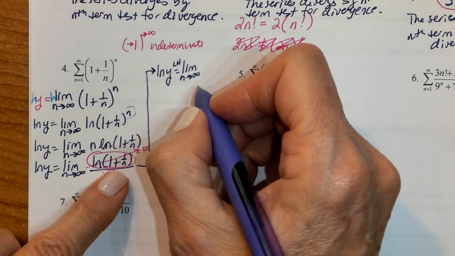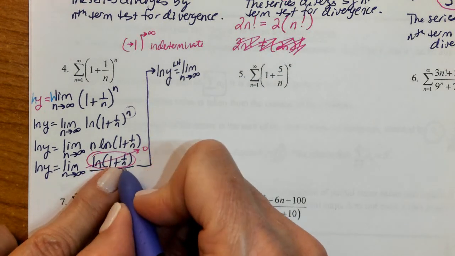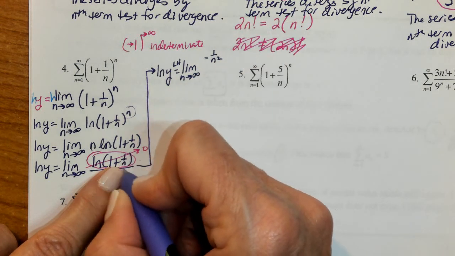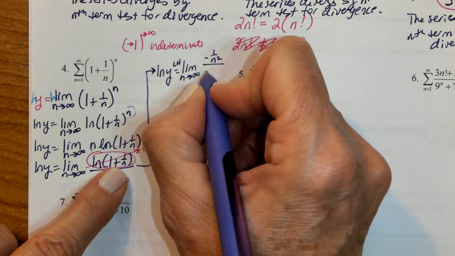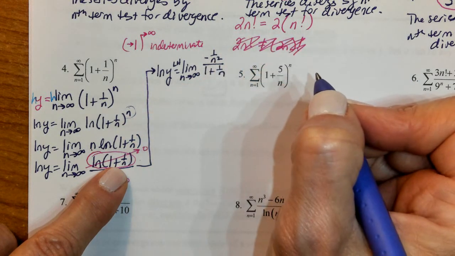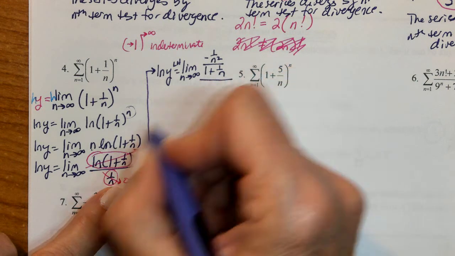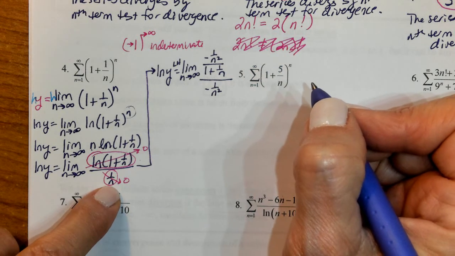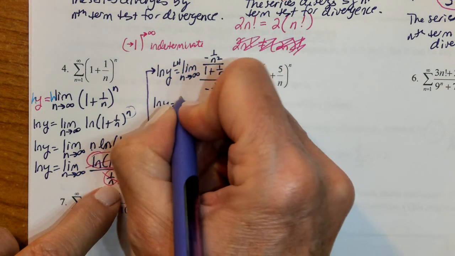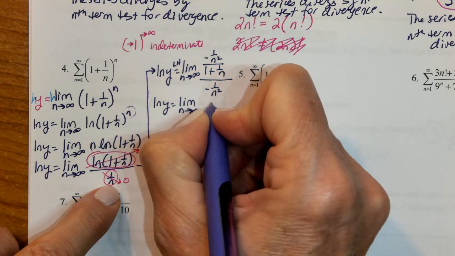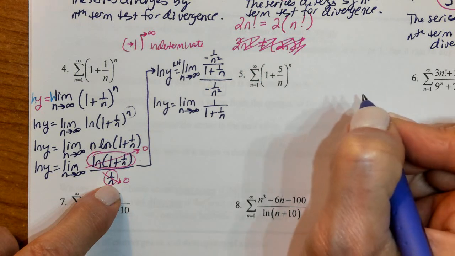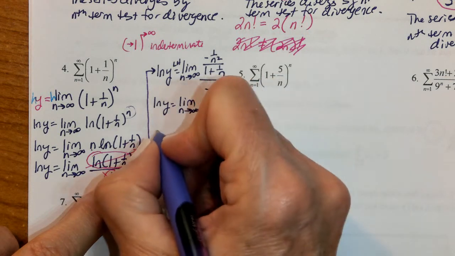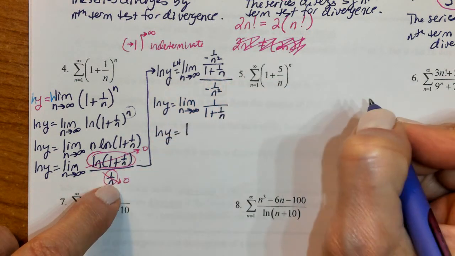So the derivative of the argument will be 0 minus 1 over n squared. That negative 1 over n squared is the derivative of 1 over n, divided by the argument, all divided by the derivative of the bottom, which is that negative 1 over n squared. The negative 1 over n squareds will cancel out, and I'll be left with just 1 over 1 plus 1 over n. And now if we let n go to infinity, this piece is going to 0. I'm left with 1. So ln of y is equal to 1.